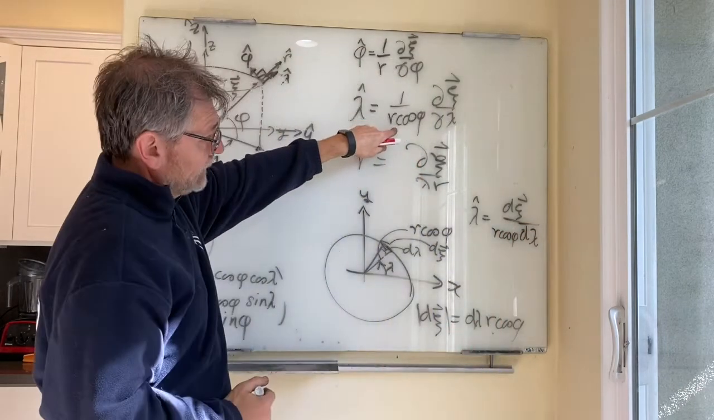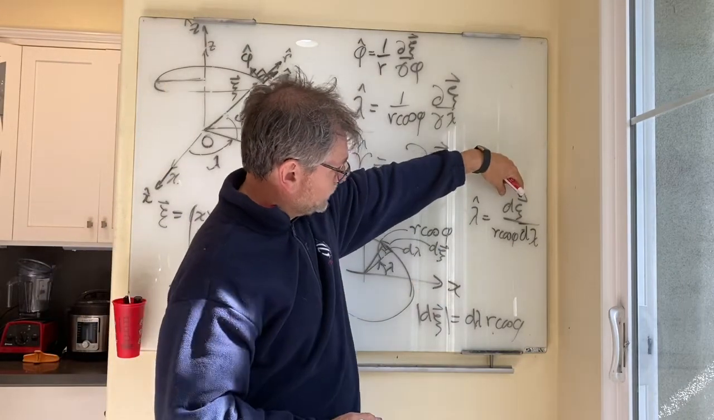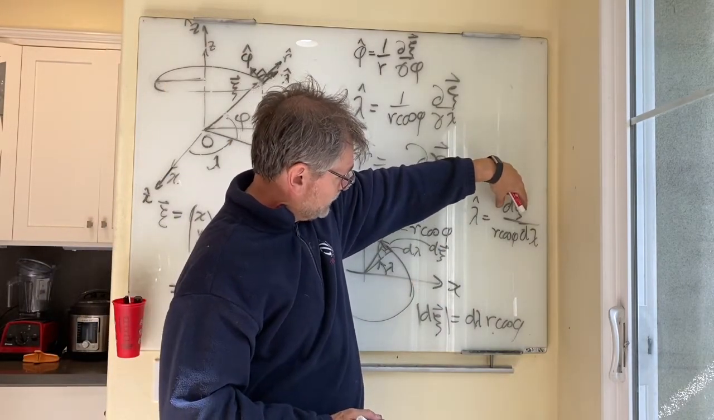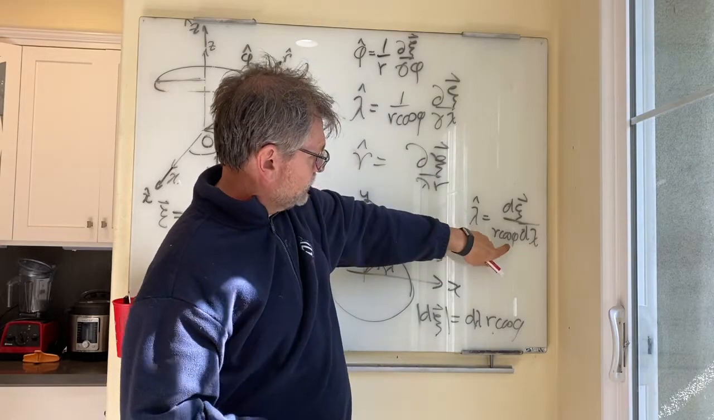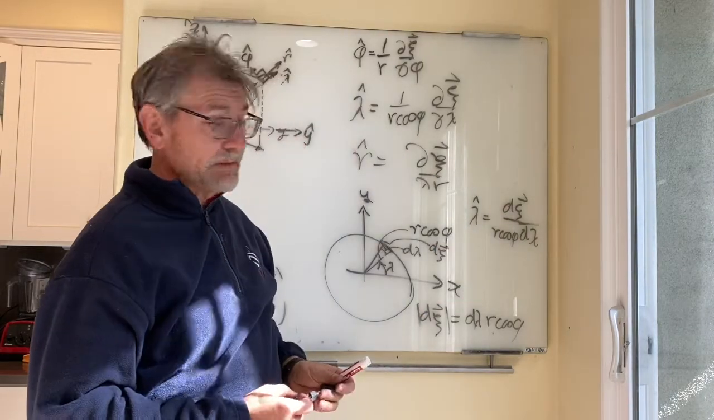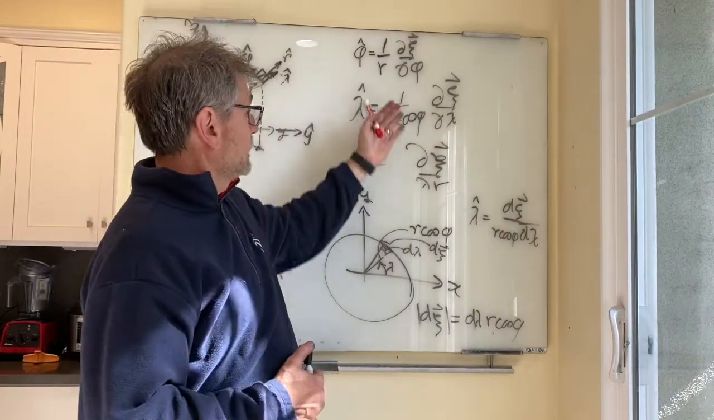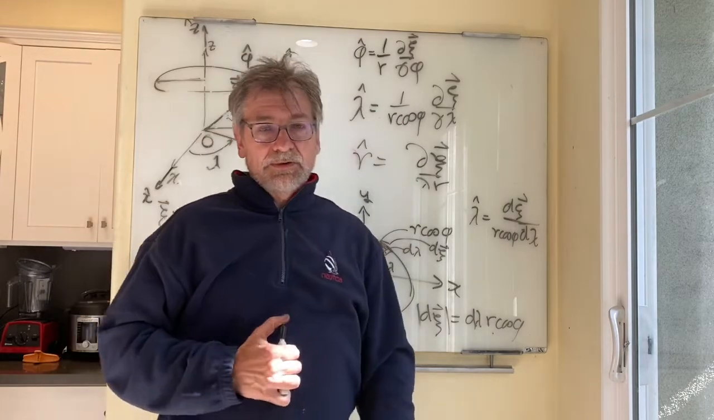And that is indeed what we have up here, right? We just divide. And you can see it's properly normalized because the length of dc is r cos phi d lambda, so we're dividing by the same length. And that's another way to view that these are in fact the correct scaling factors.